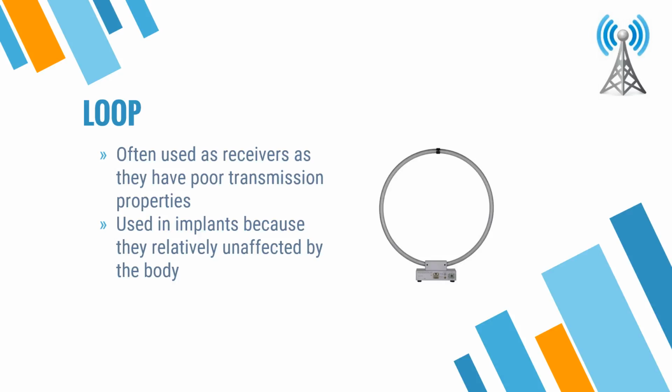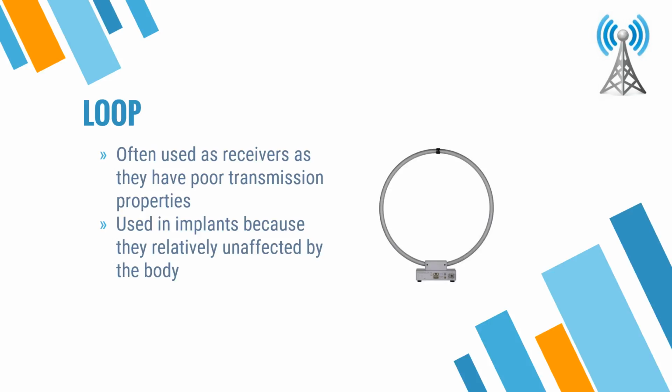Loop antennas are circular in shape and are often used as receivers because they have poor transmission properties. This is because they have a low radiation resistance and high reactance, making it difficult to match their impedance in a transmitter. Loop antennas are usually used in implants because they are relatively unaffected by the body.